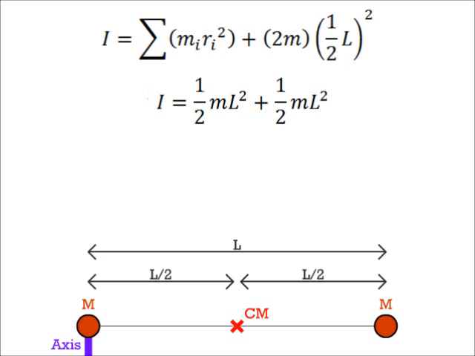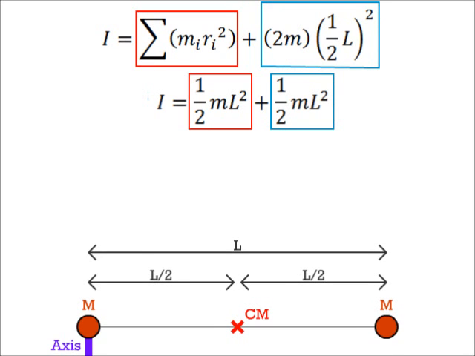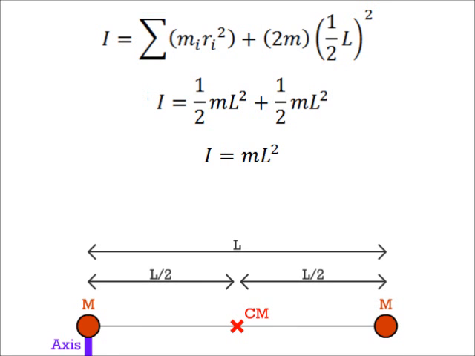As you can see, the two parts highlighted in the red are equivalent because we found this in the first part of our example. You can also see that the second parts of the equations are equivalent as well due to simple algebra. Therefore, simplifying further, we get the same answer that we did when we simply added the rotational inertias of the point masses.